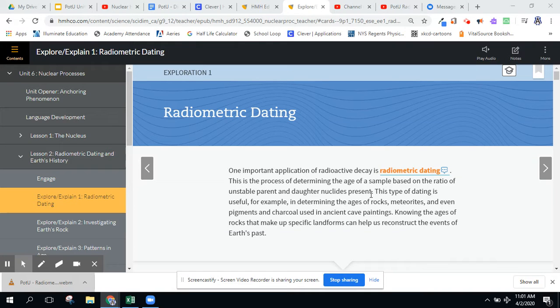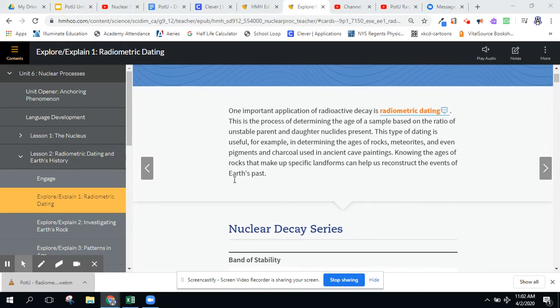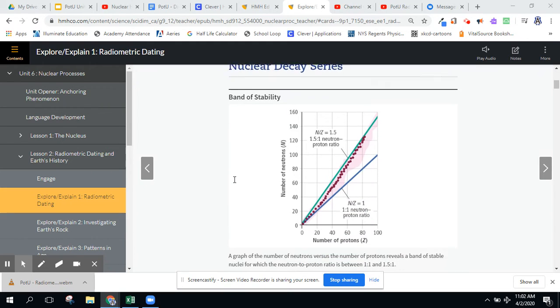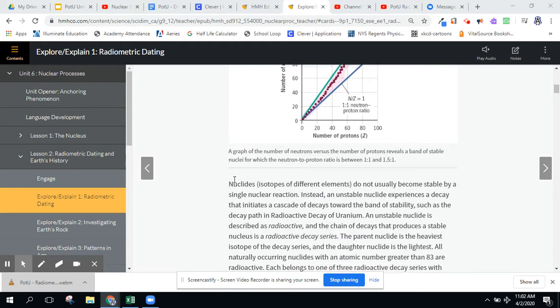All right, so this is going to take you guys through the homework assignment for radiometric dating. So we're in our Unit 7, Lesson 2, that first explore. So hopefully you've watched the video that talks about what we're looking at here in terms of different decay rates for different atoms.